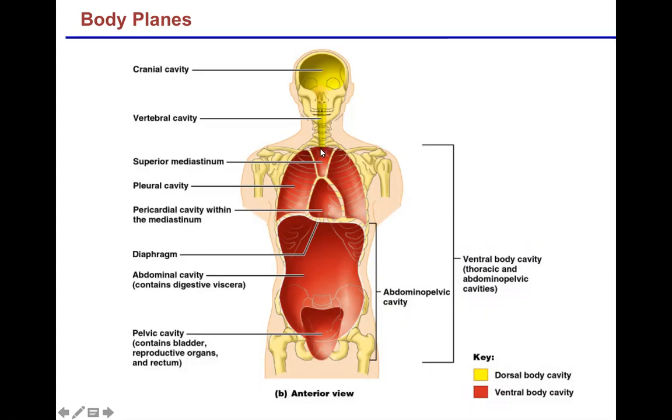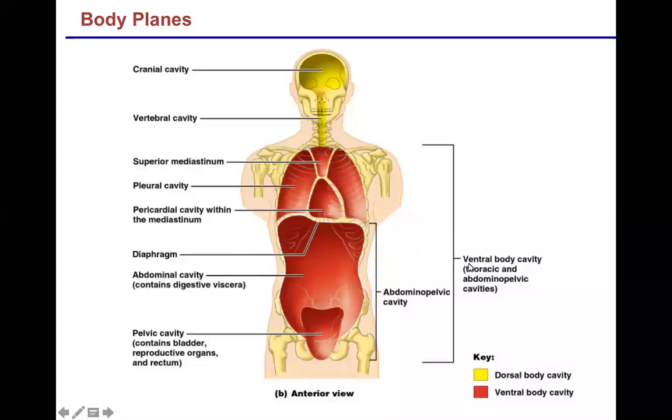Okay, then comes the ventral cavity. You can see this ventral cavity has the thoracic cavity. So this region in here is the thoracic cavity. This is the diaphragm, and this is the abdominopelvic cavity.